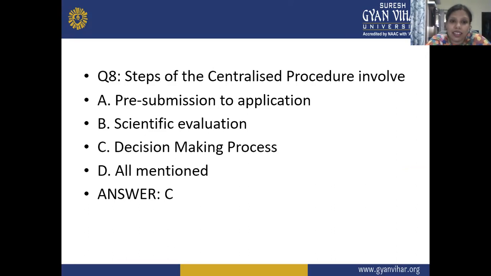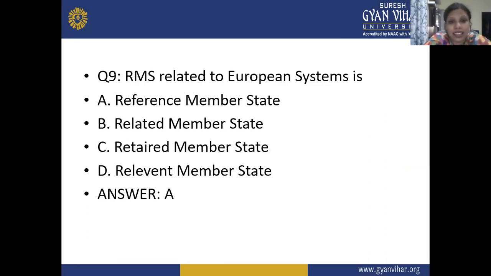Next, the steps of the centralized procedure involve pre-submission to application, scientific evaluation, decision-making process, all mentioned. So the answer C is correct, that is the decision-making process. Next is RMS related to the European system: reference member state, related member state, retired member state, and relevant member state. So answer A is correct, that is reference member state.